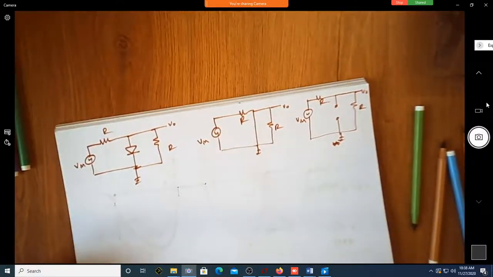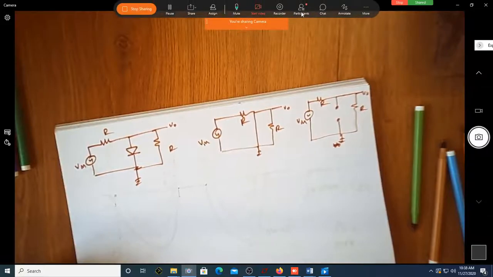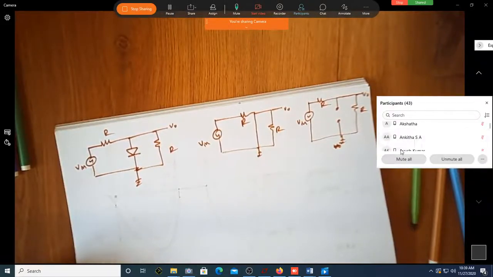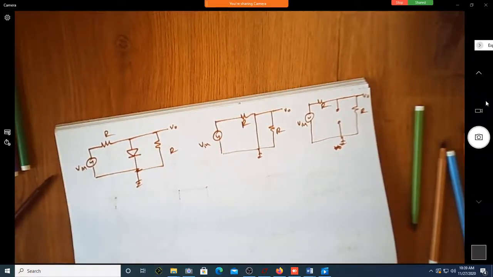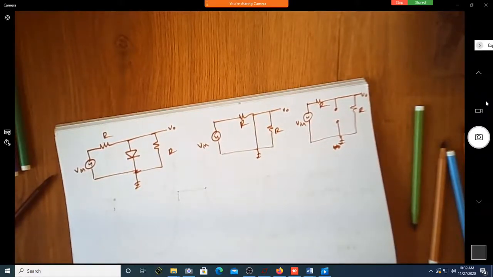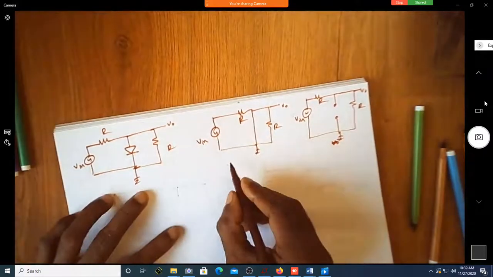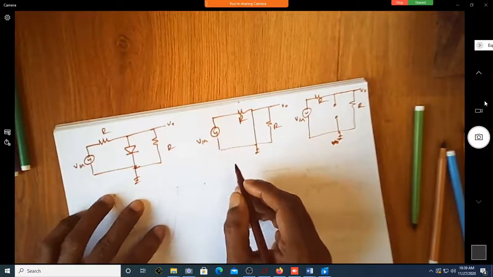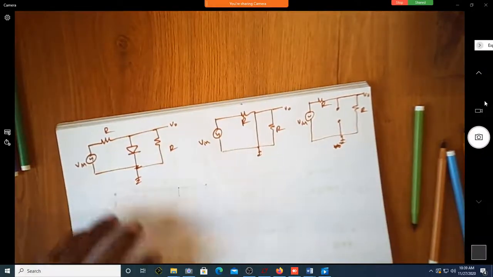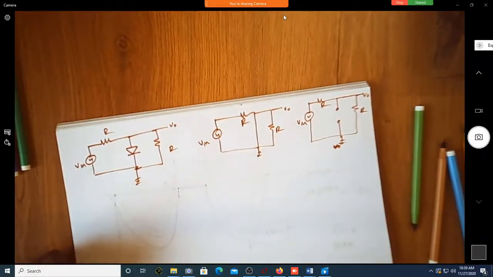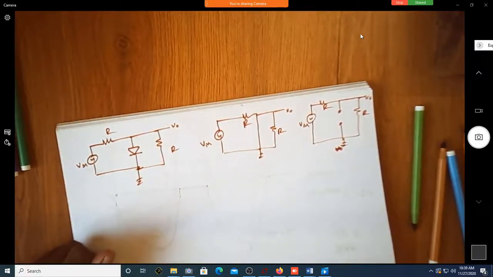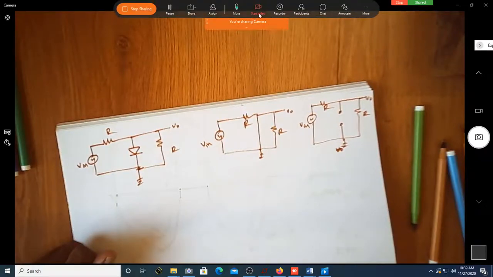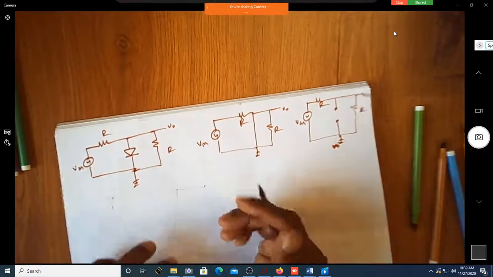Shall I pick a student? Let me pick a student. Jannavi. Jannavi, are you there? Jannavi, are you there? Or someone? Nauda? I want some student.